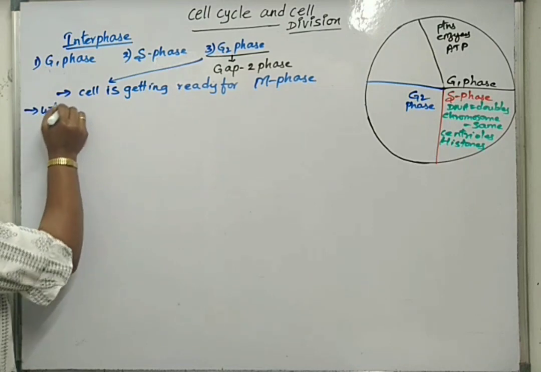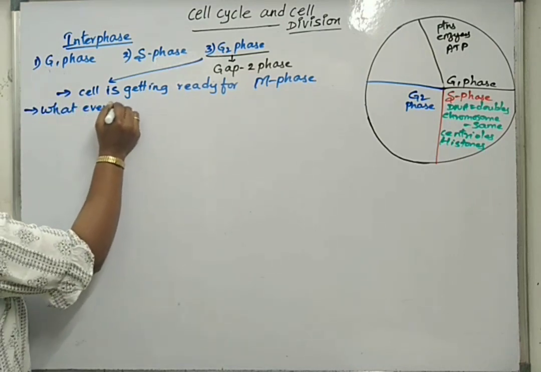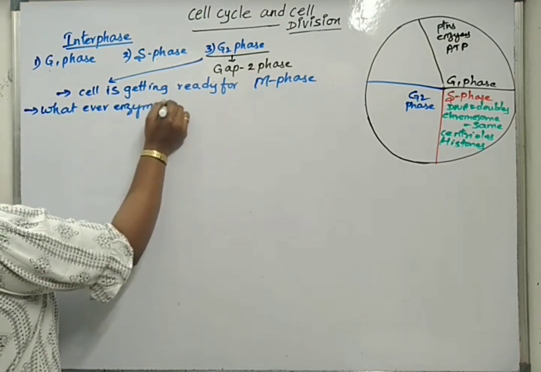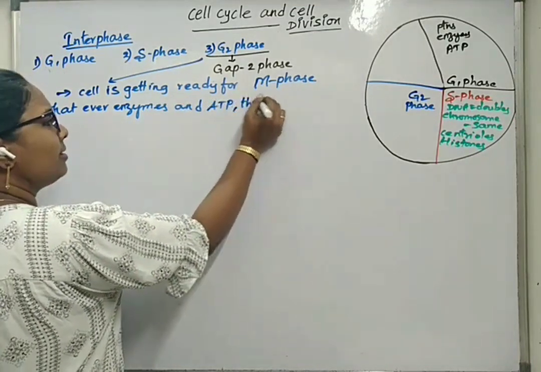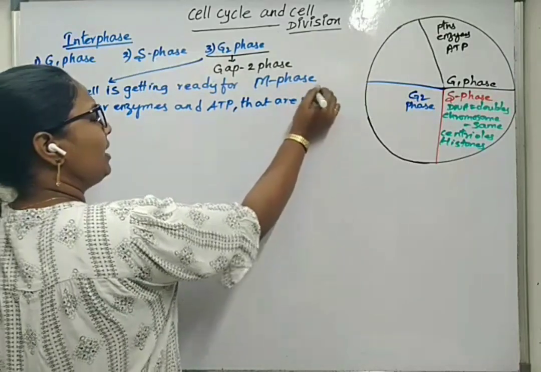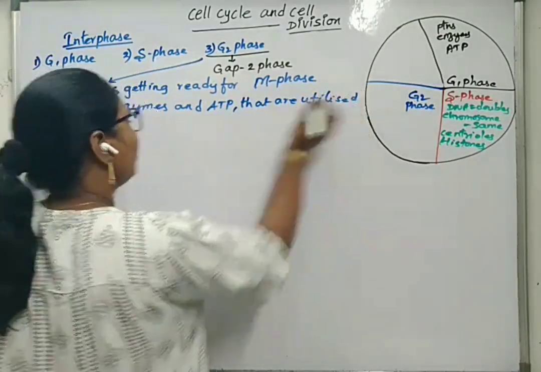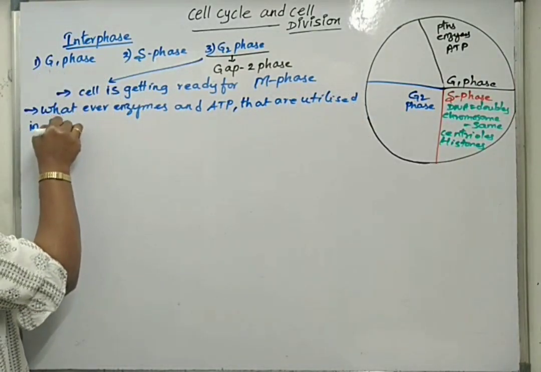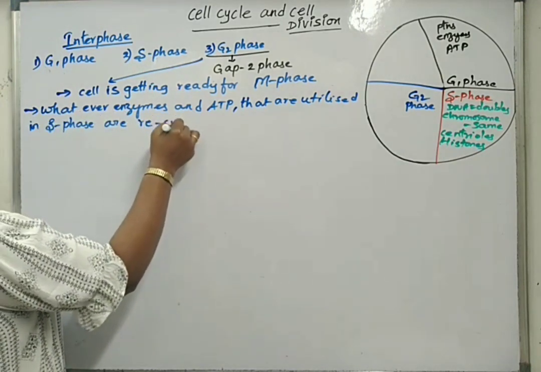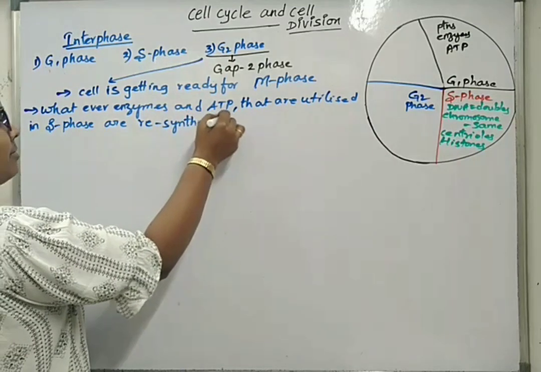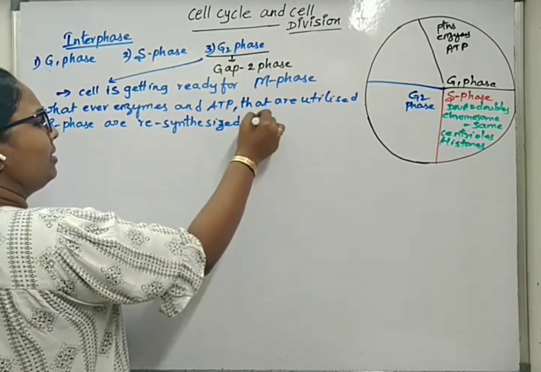So whatever enzymes and ATP that are utilized in S phase are resynthesized in G2 phase.